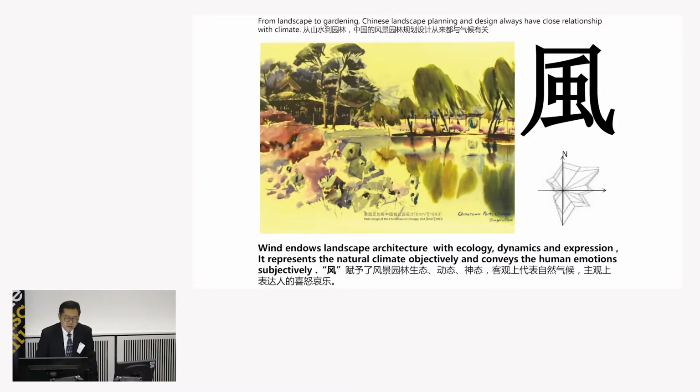From landscape to gardening, Chinese landscape planning and design always have a close relationship with climate. Wind in those landscape architectures, with ecology, dynamics, and expression, represents the natural climate objectively and covers human emotions subjectively.